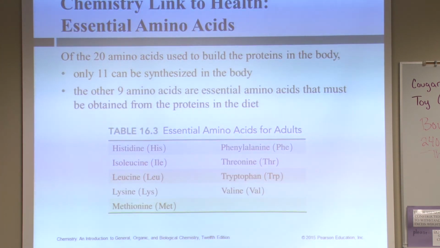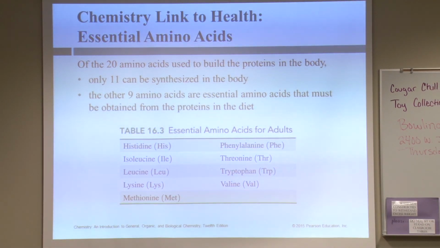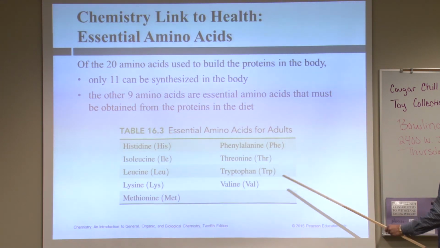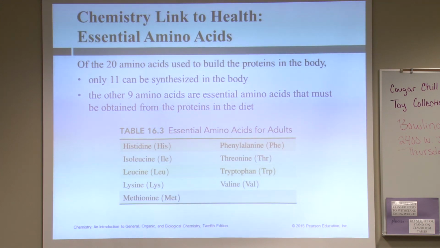Now link to health, important component. Out of the 20 amino acids used to build proteins in the body, 11 can be synthesized in the body. 9 are essential amino acids. We call them essential because they are essential part of our diet and have to be obtained from the protein in the diet. So the essential amino acids are listed here, the 9 acids. Amino acids are listed, and these have to be a part of the diet, and therefore we call them the essential amino acid.